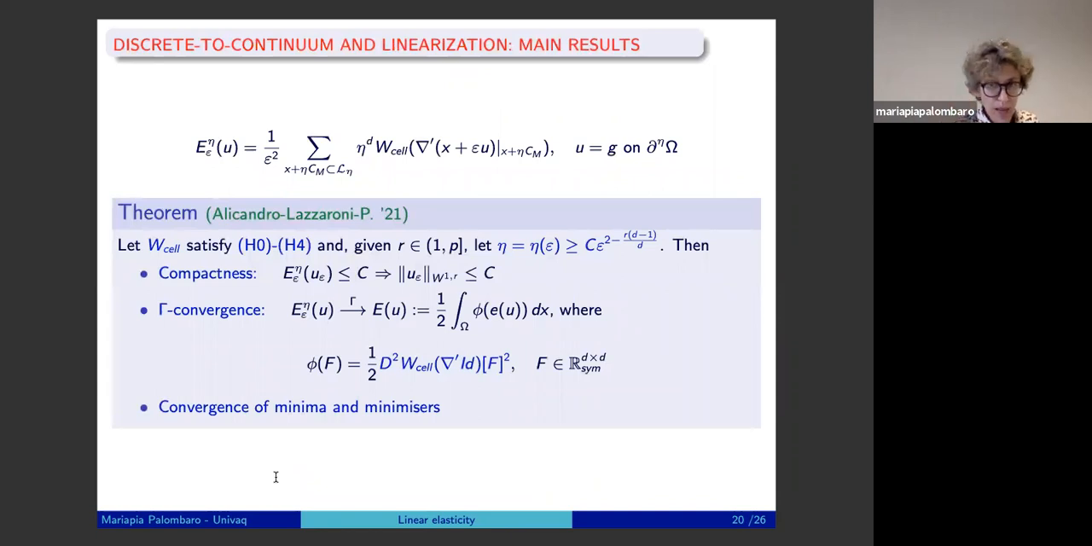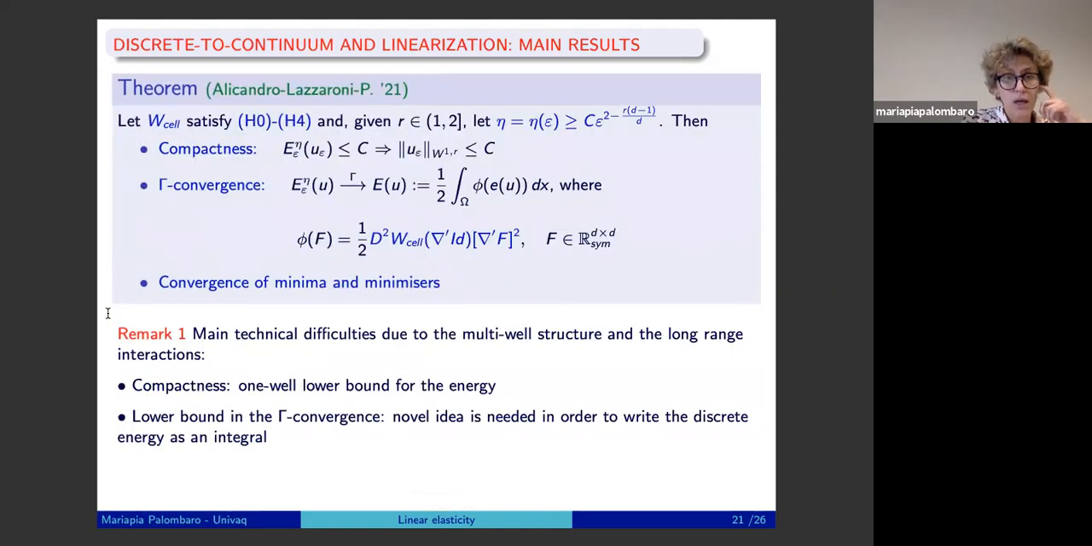And so if W cell satisfies the set of our assumptions, and eta satisfies this scaling, so we fix R, where R is larger than 1 and less than P. If eta satisfies this scaling, then we have compactness of the sequence of displacements in W^{1,R}, and we can also prove gamma convergence. These two together imply the convergence of minimizers.